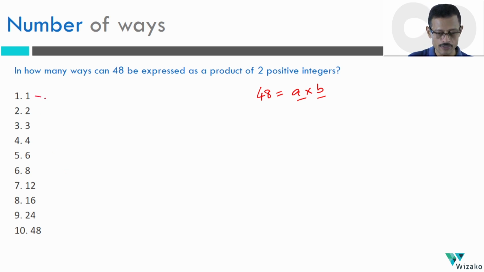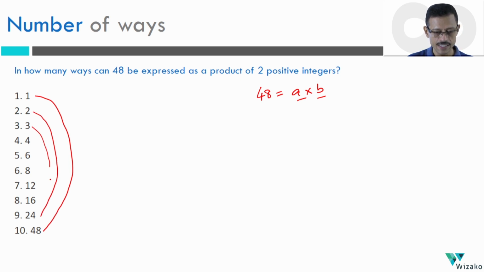Let's quickly find out in how many ways can we write it as a product of two numbers. It could be a 1 into 48, which is one way. 2 into 24, which is the second way. 3 into 16, third way. 4 into 12, fourth way. And 6 into 8, which is the fifth way.